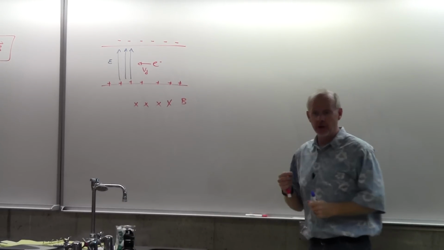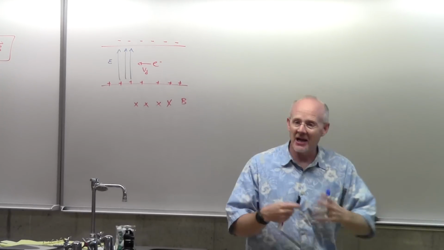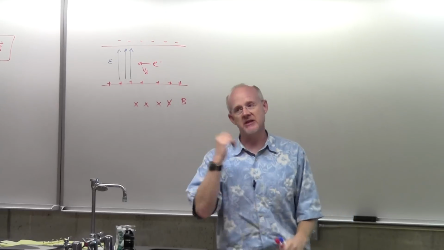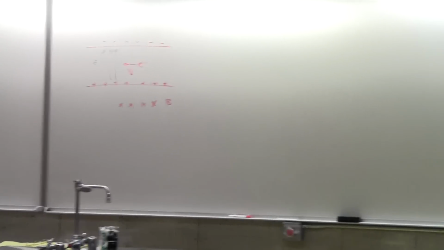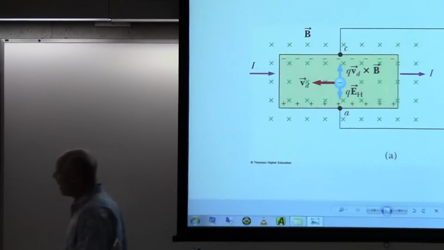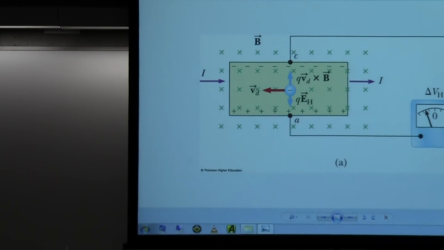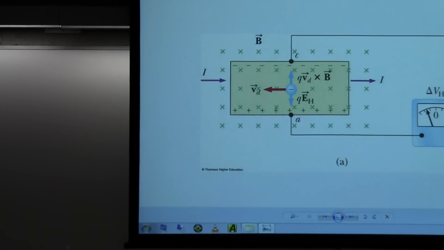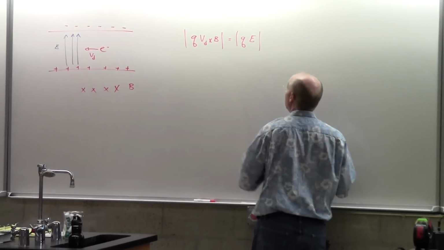And that electric field is saying don't push more positives up. And so just like our velocity selector, we have the same thing. What ends up happening is we have a balance at some point where the force pushing them up, Q v_d cross B, magnitude, is the same as Q E.